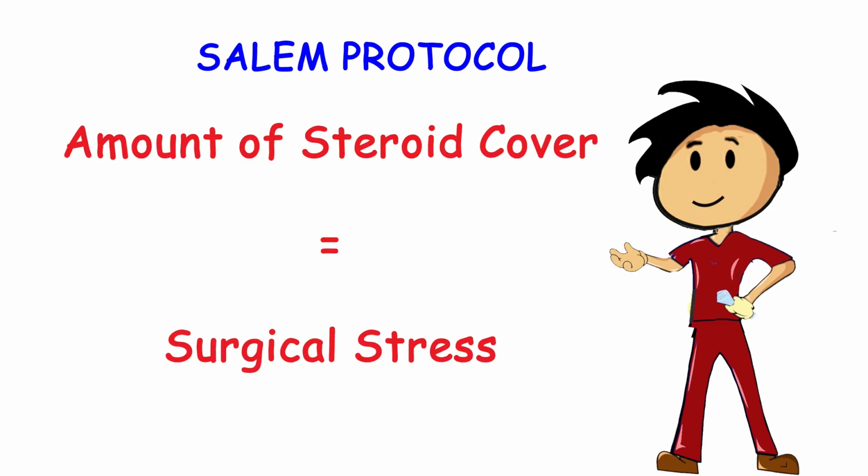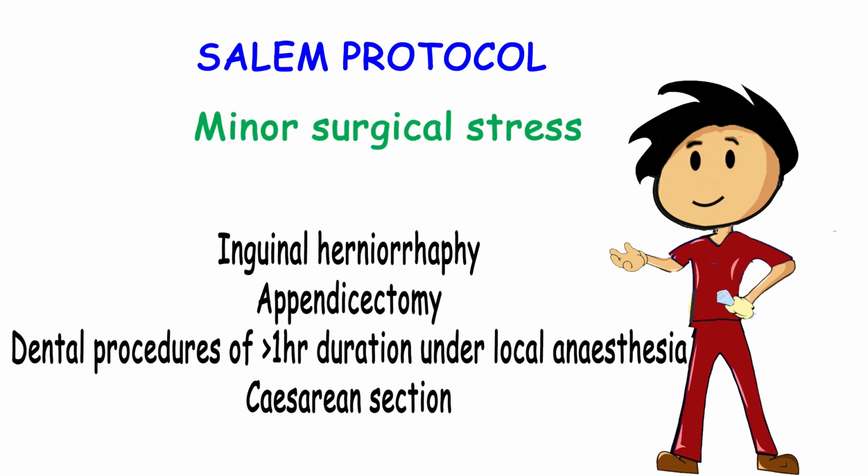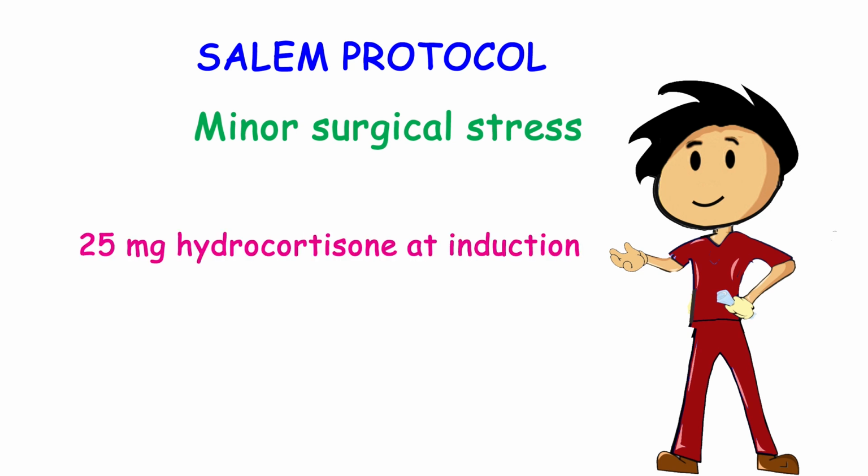Now we need to determine the amount of steroid needed, that is dictated by the surgical stress. Most outpatient dental procedures and minor surgical procedures have negligible stress response and no steroid cover is needed for that. Minor surgical stress such as inguinal herniorrhaphy, appendectomy, dental procedures of more than 1 hour duration under local anesthesia, caesarean section, etc. needs 25 mg equivalent of hydrocortisone during induction in addition to the existing dose and the required intraoperative dose of steroid as per the anesthetist.